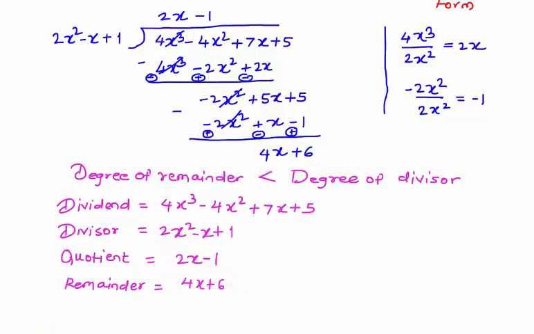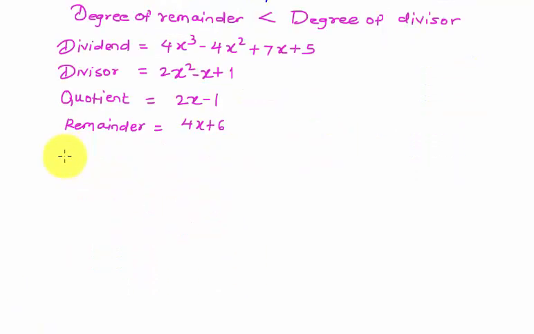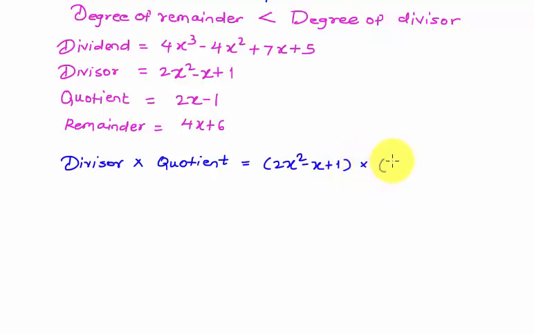So this is the result after the division. Now let's find out the value of one expression, divisor into quotient. So we'll find this expression. The divisor is 2x square minus x plus 1, and the quotient is 2x minus 1.